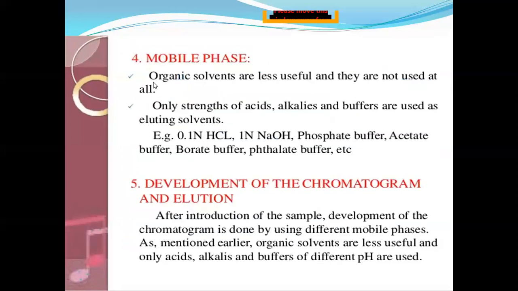And next one, selection of mobile phase. In the previous class we have seen the selection of mobile phase, generally by following the Snyder triangle. Selection of mobile phase generally depends on the chemical nature of the solvent, and also the chemical nature of the components which are to be separated. On the basis of these two things, our mobile phase will be selected.